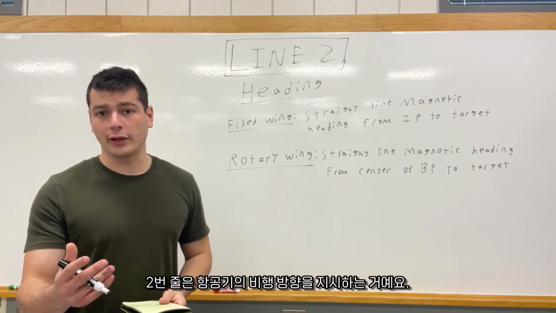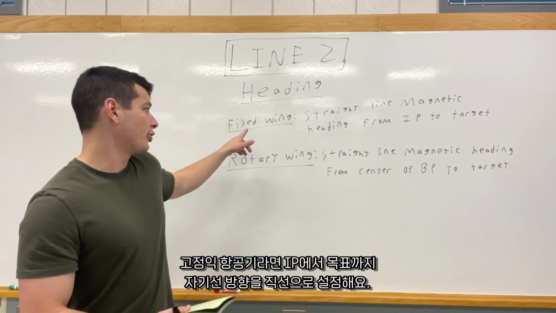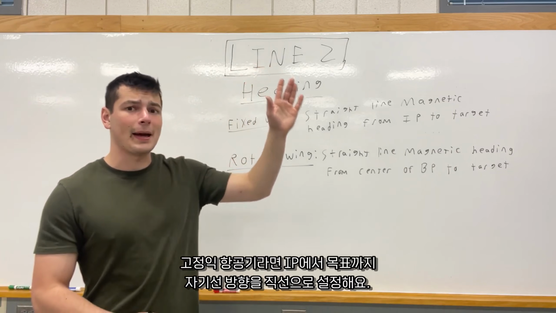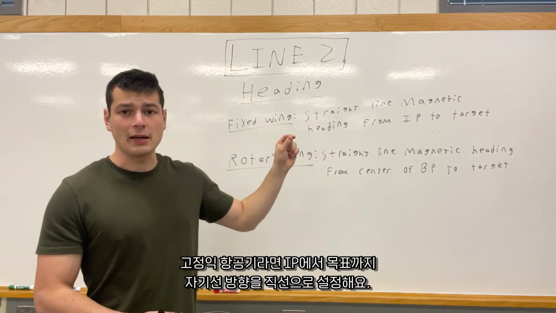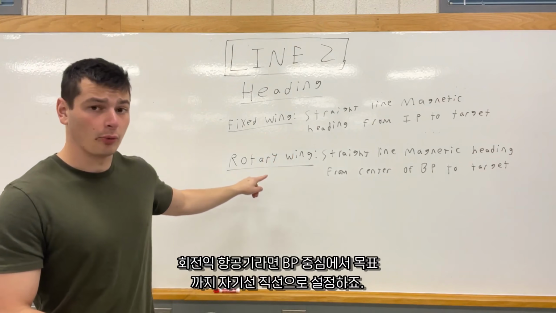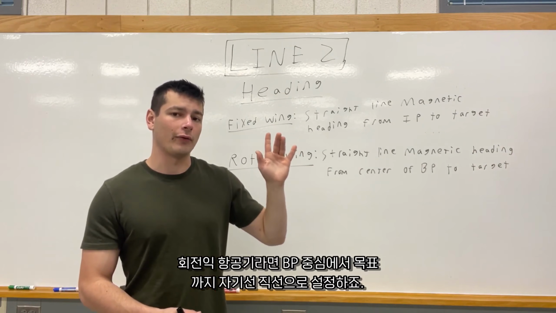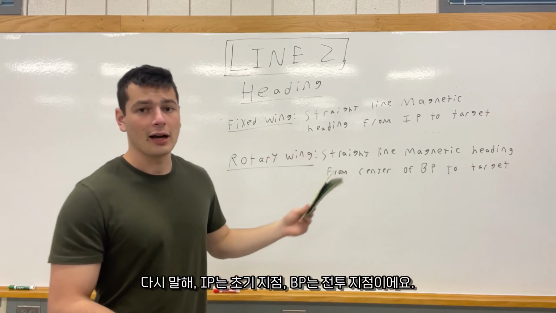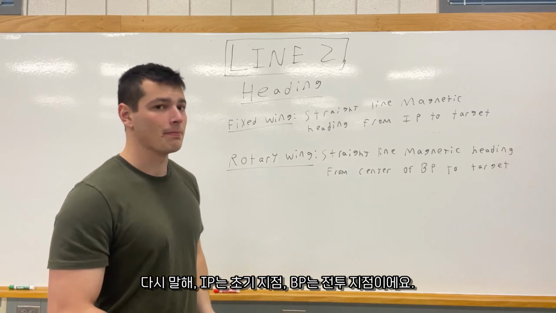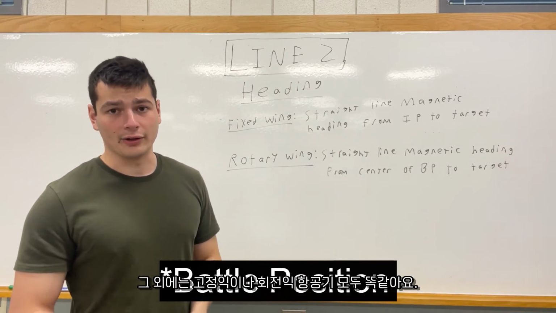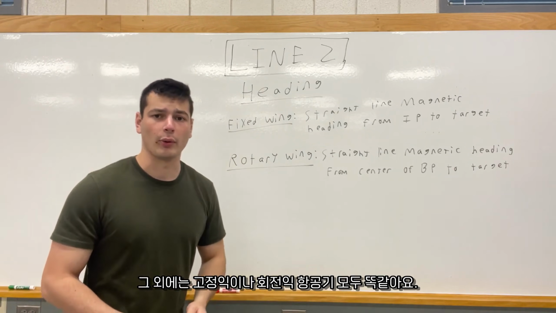Line 2 is where you're going to give the aircraft their heading. So for fixed wing, you're drawing a straight line magnetic from the IP to the target. And with rotary wing, you're drawing a straight line magnetic from the center of the BP to the target. Again, IP being initial point and BP being battle position. Other than that, it's the same between fixed wing and rotary wing.